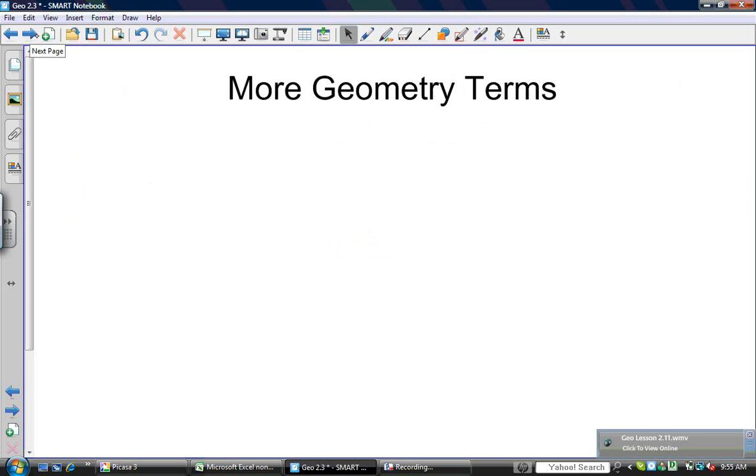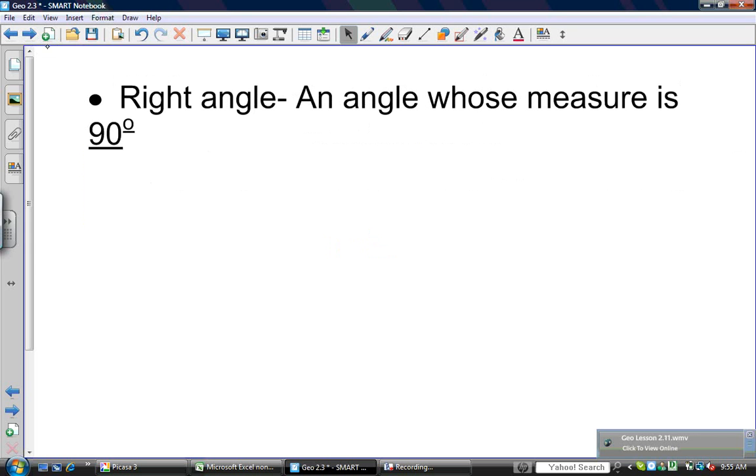So now we're going to just move on to more geometry terms. A right angle is an angle whose measure is 90 degrees. We would do something like this. That's a right angle, and usually they denote right angles by making a little box, a little square in the corner. So that's a right angle, and that means that it's 90 degrees.